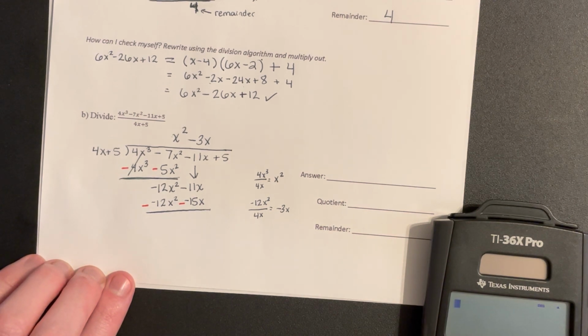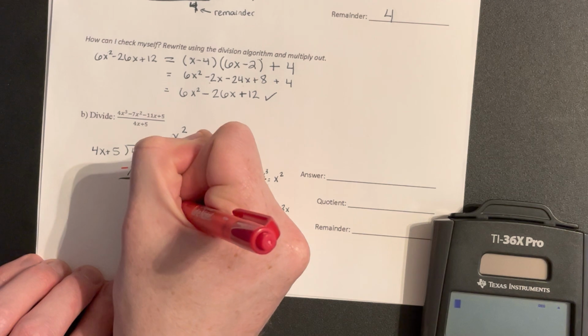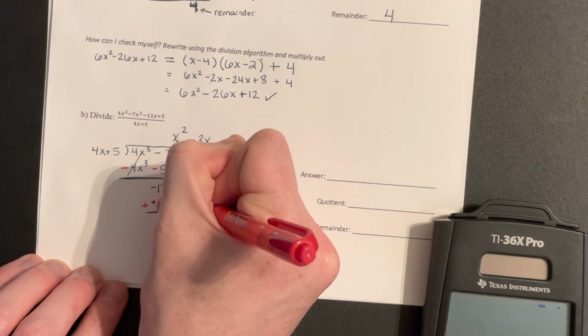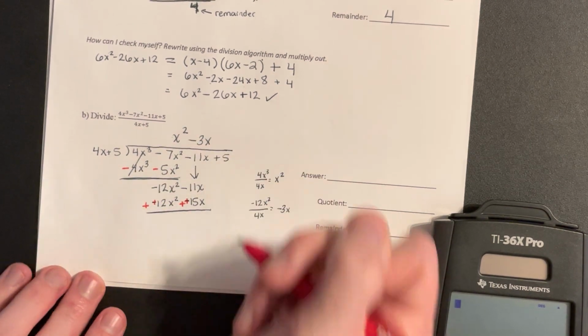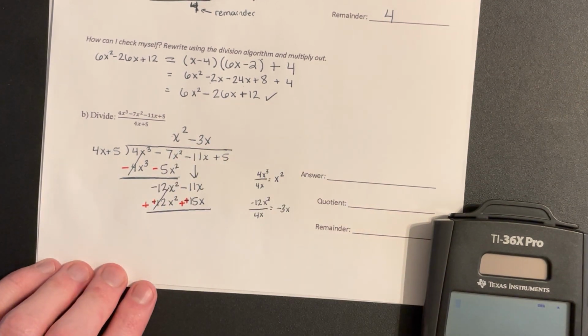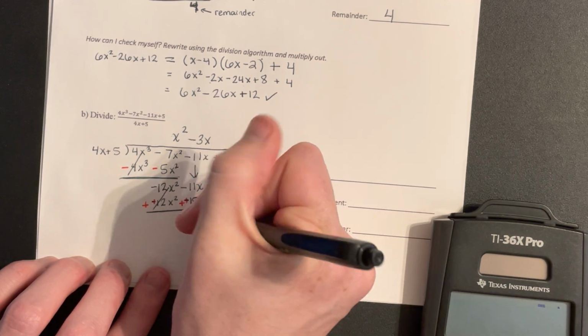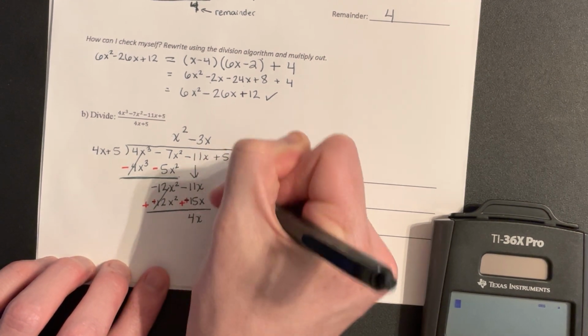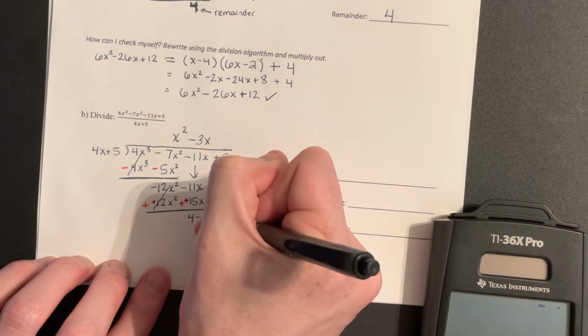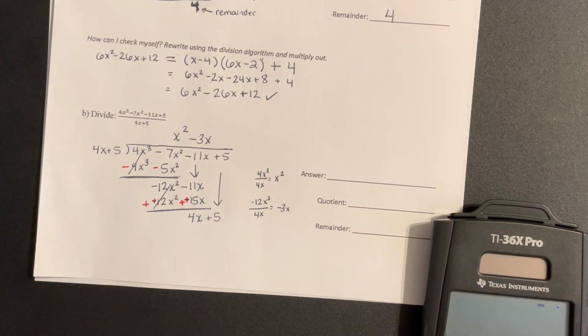What we see is that we're subtracting a negative. So when we subtract a negative, what that does is change the sign to plus a positive. Negative 12x squared plus a 12x squared is 0, but negative 11 plus 15 is a 4x. And we bring down this plus 5 here. We can do this one more time, start it all over again.